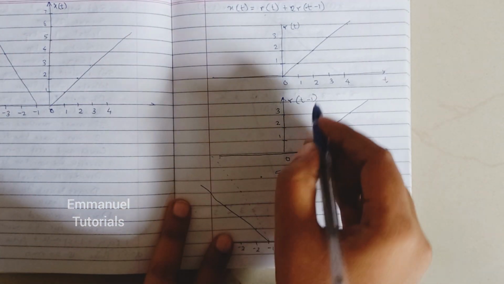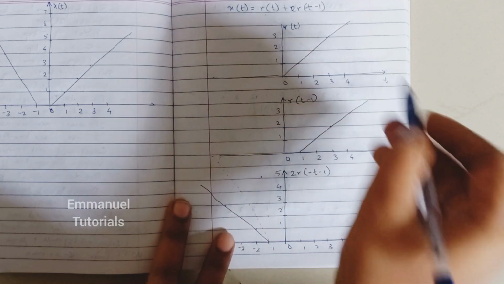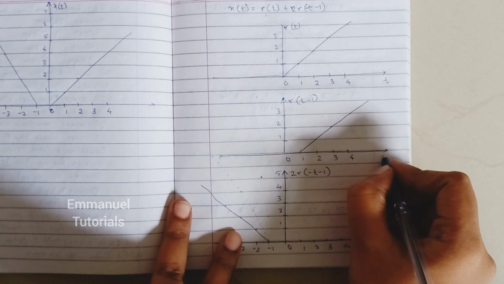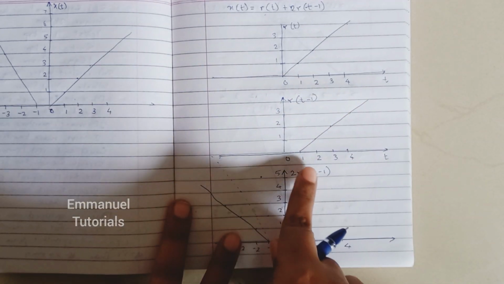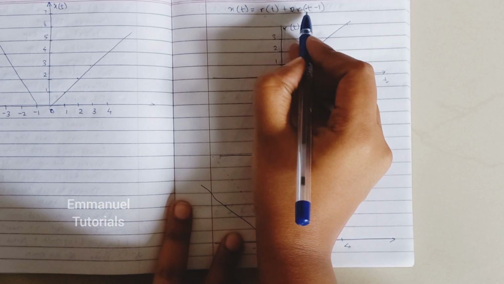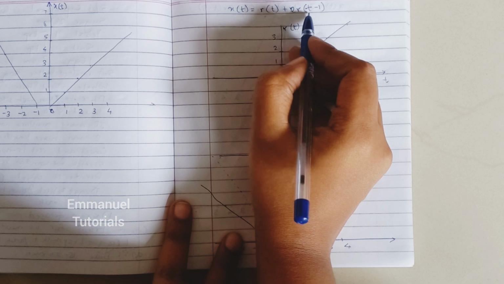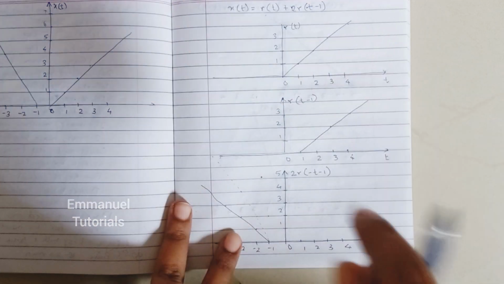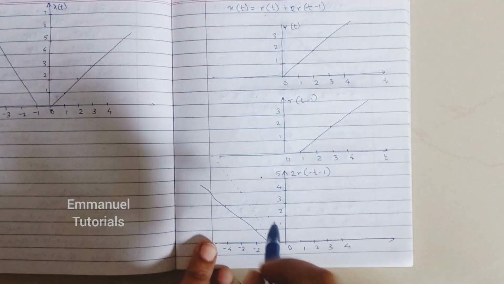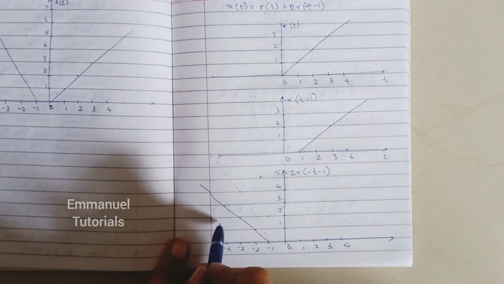So now the signal which appeared at 1 will appear at 2, which appeared at 2 will appear at 3, and so on. So this is the signal that we will be having for r of t minus 1. Next, what is left is the time scaling, or you can call it reversal as well because it's a minus sign. So what I'm going to do is just reverse the signal across the x-axis or the time axis to get this signal.